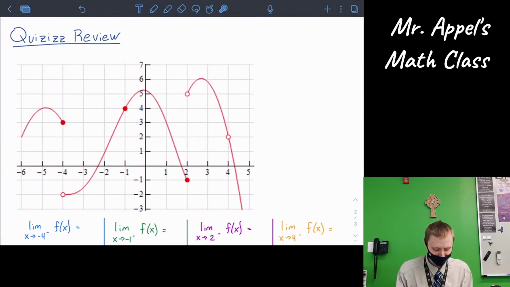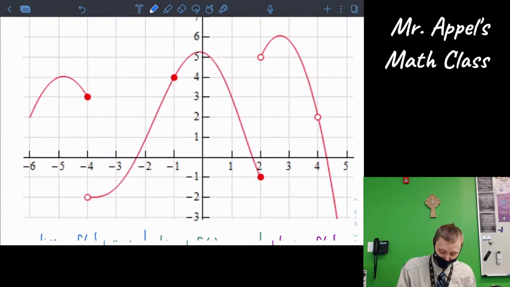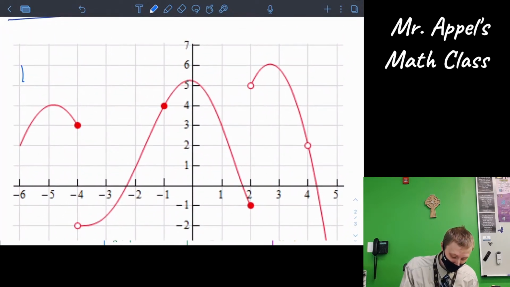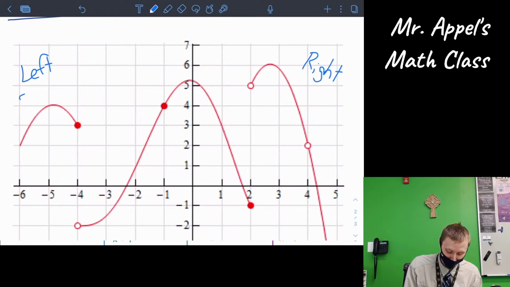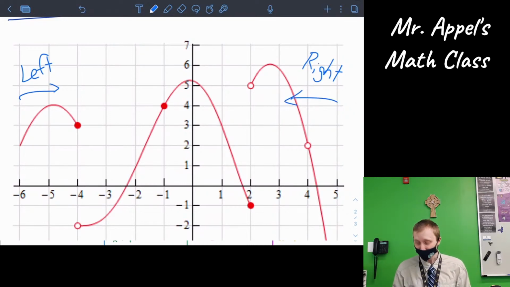Before we get into that, remember how we describe the graph: this is literally the left side, this is literally the right side. So when we say evaluate the limit from the left, we mean go from here over. From the left means go this way. From the right means go that way. And always follow along the actual curve of the function. Okay.